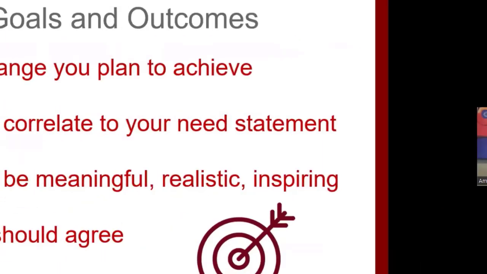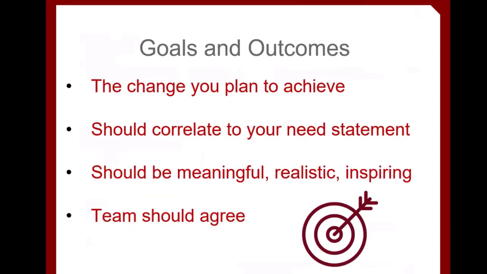And now Amber is going to share more about goals and outcomes. And these really get you thinking about the change or the impact that you want to achieve with what you're doing in your grant. And we talk about goals and outcomes, right? What is the change that you plan to achieve? Is there a need for what you plan to achieve, right? So basically, does it correlate with your need statement?